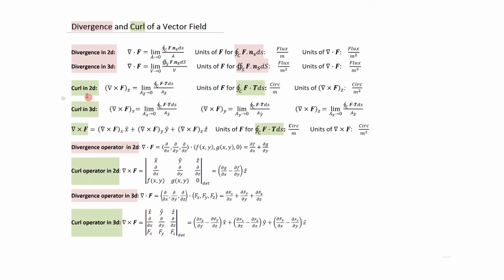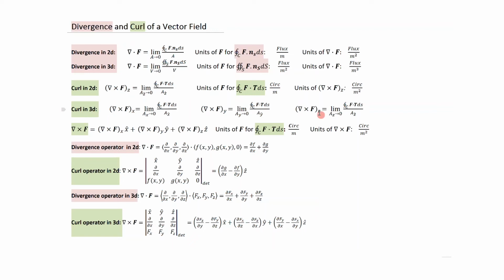In terms of the curl in 2D, we essentially just said it was a circulation integral divided by the area bounded by the contour, and then we let the area go to 0. Units for the field were circulation per meter, and then units of the curl of the field were circulation per meter squared.